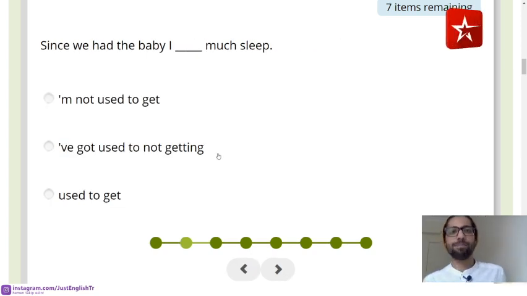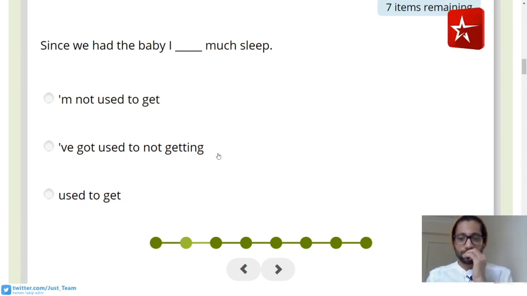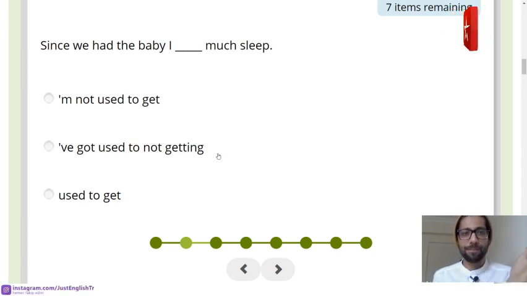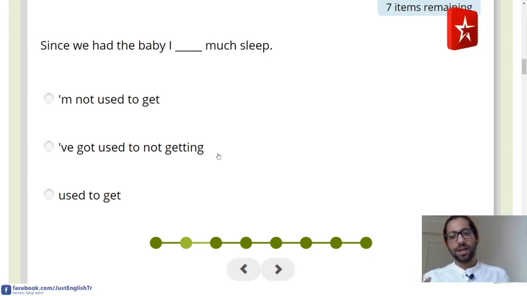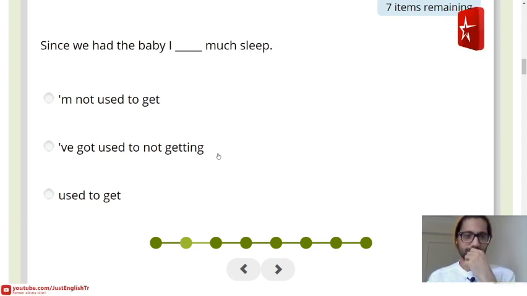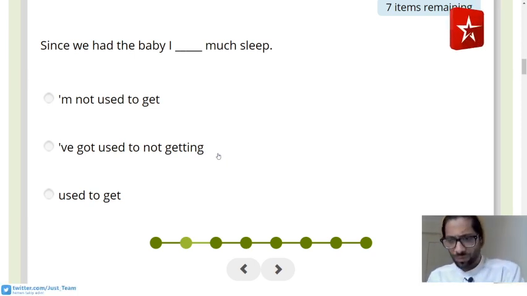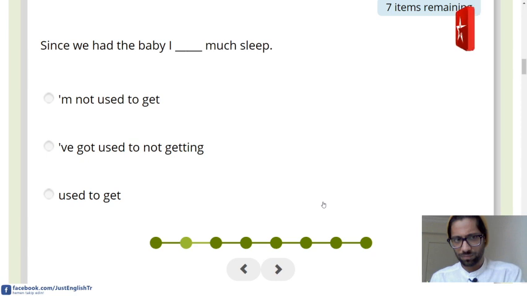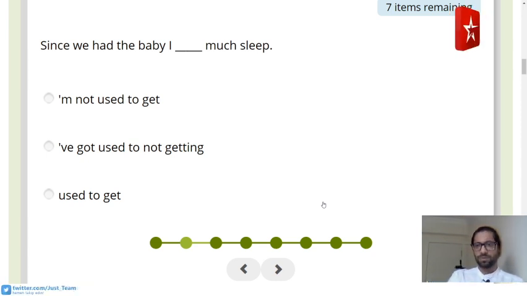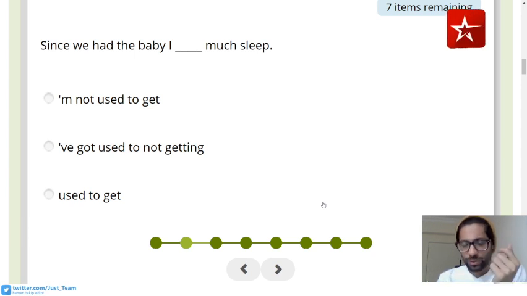Since we had the baby, I blank much sleep. It's the process of getting familiar with something. So what we will use here? What we will use to here? Come on, come on. What do you think? What we will use?